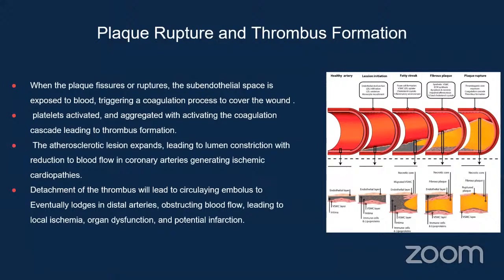In plaque rupture and thrombus formation, when the plaque fissures or ruptures, the subendothelial space is exposed to blood, triggering the coagulation process to cover the wound. Platelets are activated and aggregate with activation of the coagulation cascade, leading to thrombus formation. The atherosclerotic lesion expands, leading to lumen constriction with a reduction of blood flow in the coronary arteries, generating ischemic cardiomyopathies. Detachment of the thrombus will lead to a circulating embolus that eventually lodges in the distal arteries, obstructing blood flow, leading to local ischemia, organ dysfunction, and potential infarction.